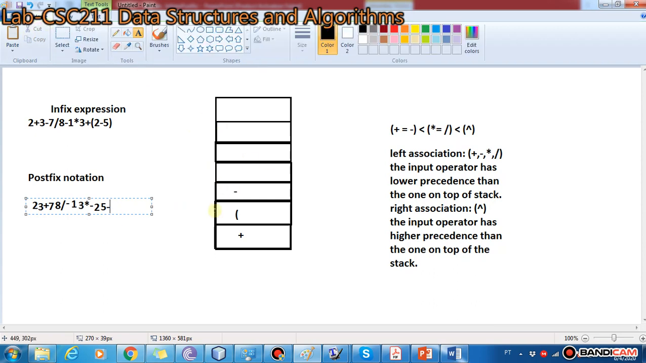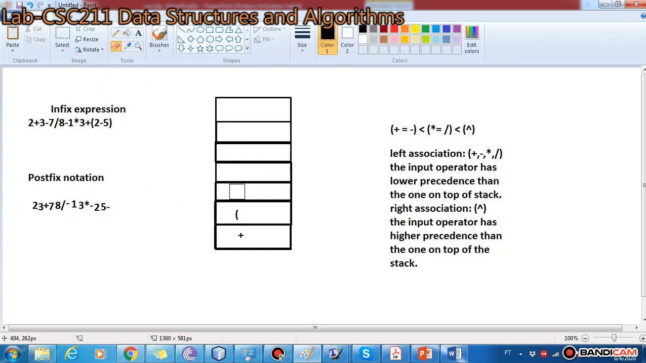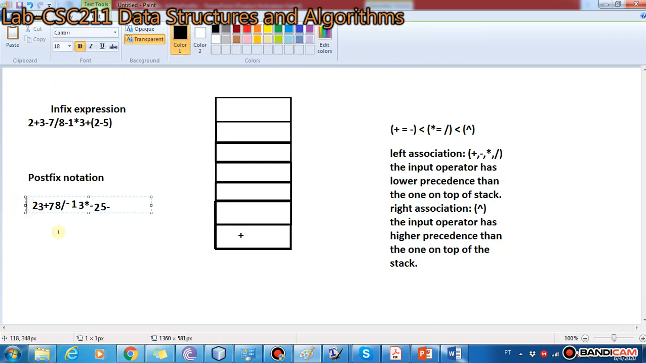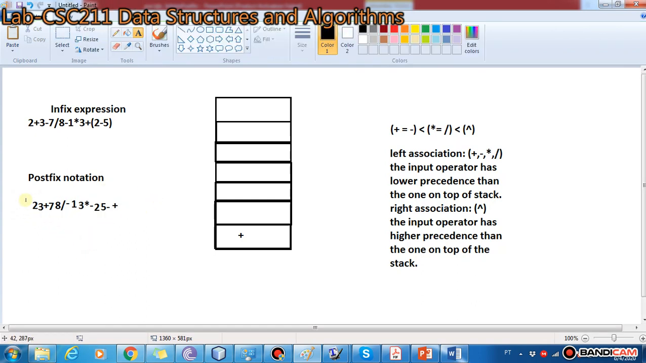The input stream ended. When the input stream ends, if the stack is not empty and contains operators, you just pop all the operators and attach them to the output string. In this case we only have plus, so we will pop this plus and attach it here. So this is our postfix notation for this infix expression. Okay.